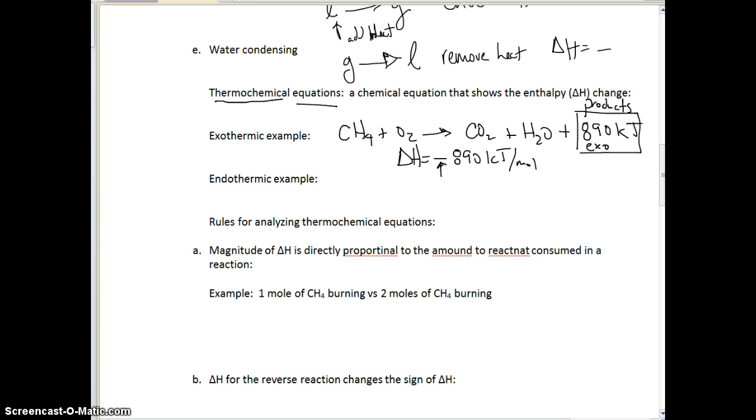An endothermic example would be any example where the heat was on the reactant side. So if we had the word heat, or even some value, plus, let's say, a couple of products, A, B like that, this would be an example because the heat value is over here on the reactant side. This is going to be an endothermic reaction. We could also write delta H as a positive value. That would let us know as well.